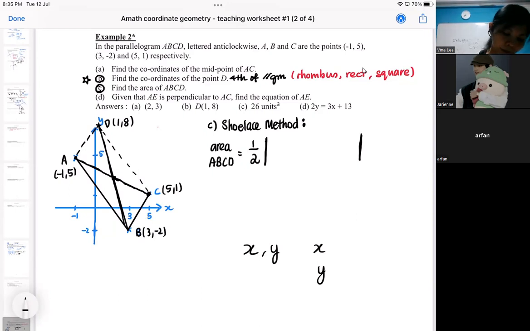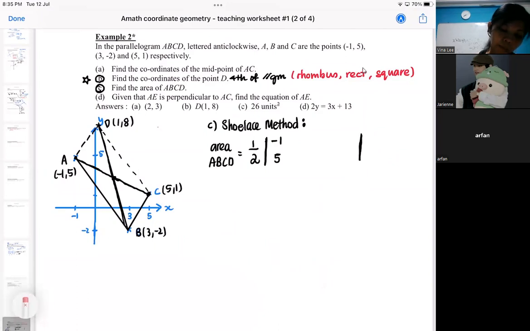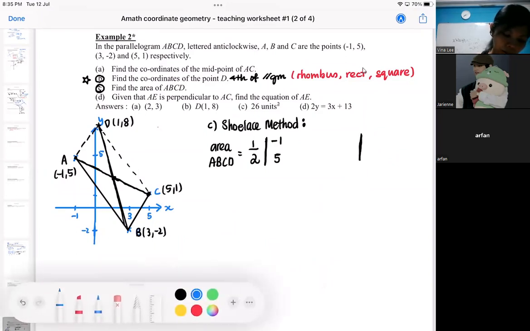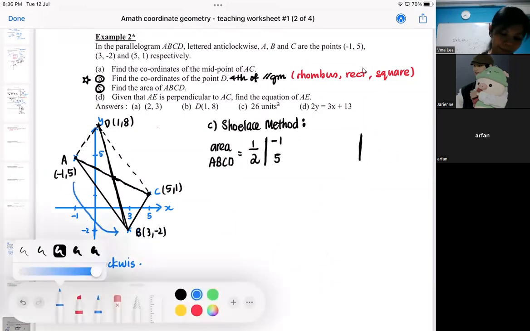Okay, so for example, I'm going to start with A. So instead of -1, 5, instead of side by side, I make it up and down. Okay, so this is A. So if I start with A, I got to go anti-clockwise. The property for shoelace is it has to go anti-clockwise, opposite the clock direction.